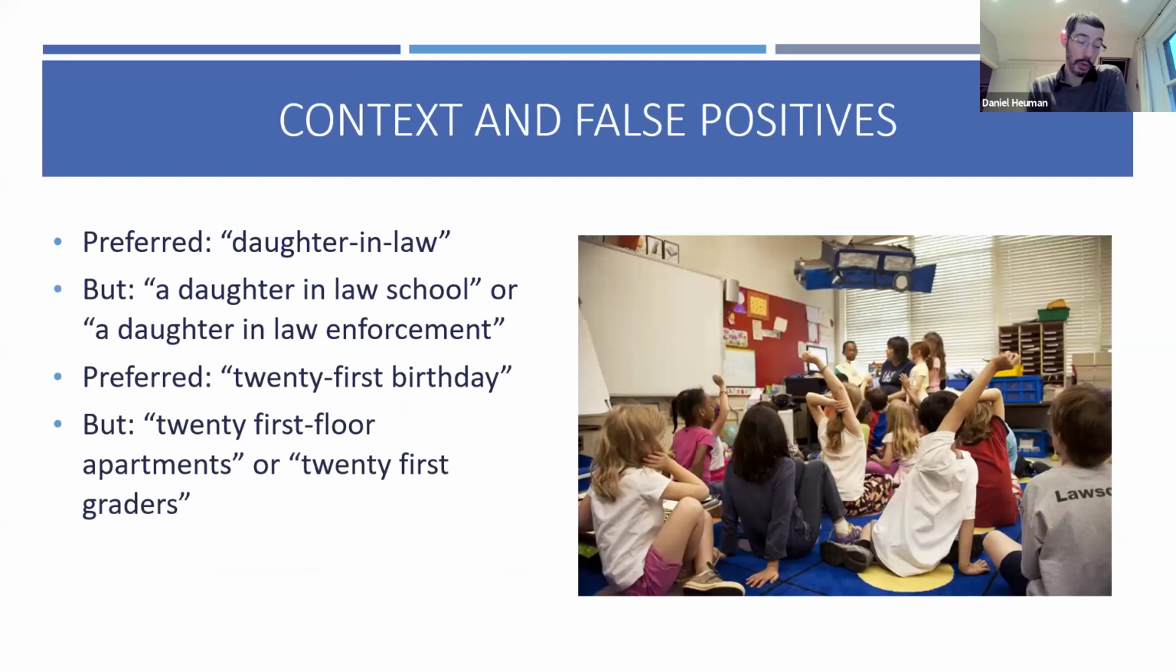And I'm just going to talk through a few of these examples, and they all go different ways. So how about the example daughter-in-law, which seems really straightforward. Daughter-in-law, hyphenated. Why can't we build that into PerfectIt? Well, we probably can, but what about the phrase a daughter in law school or a daughter in law enforcement? There are these funny exceptions that come up in English. 21st as an ordinal would be hyphenated, but what about 21st floor apartments or 21st graders?